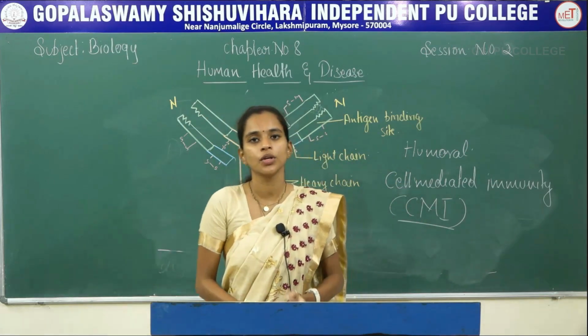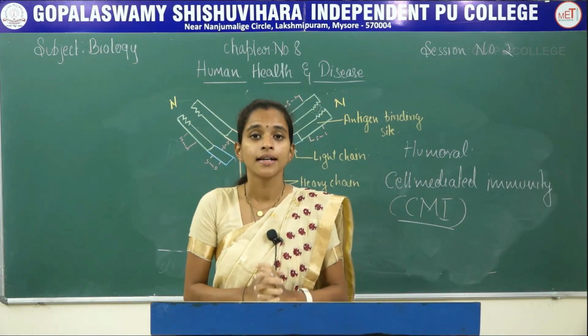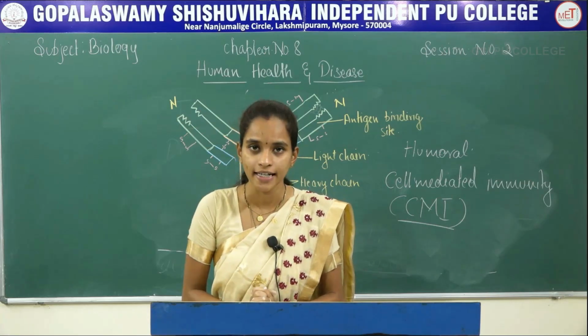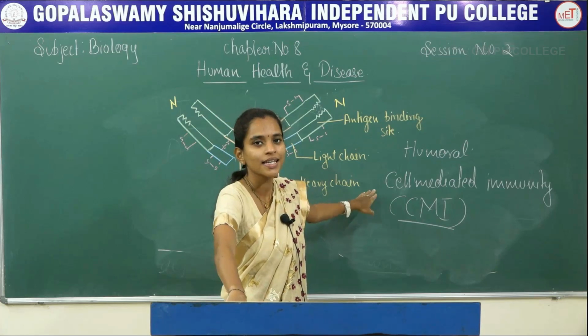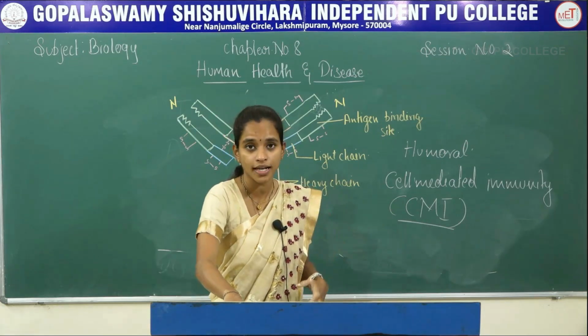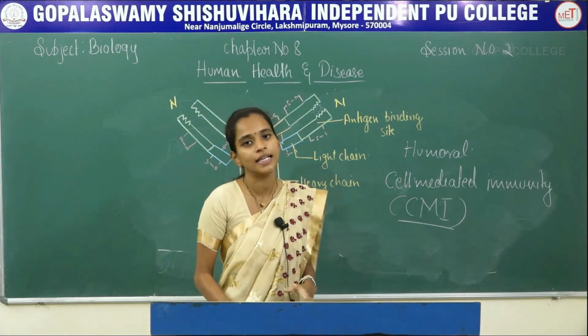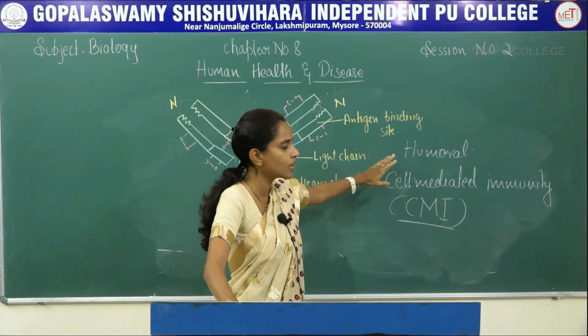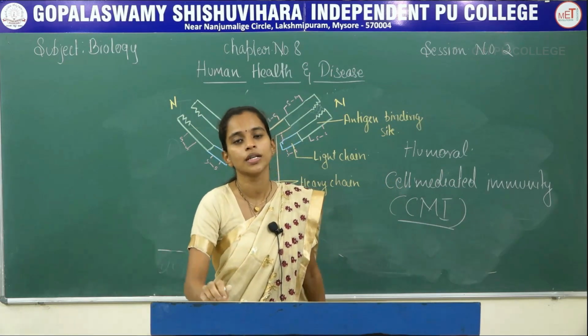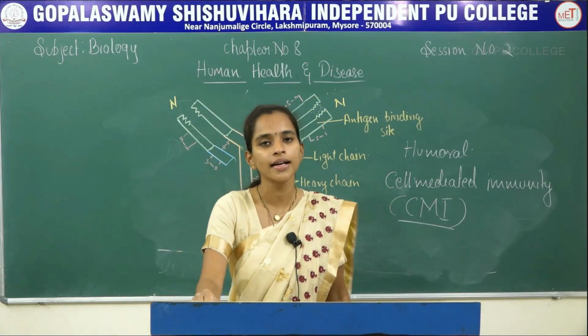So humoral immunity means it is based on the type of antibody released, and cell mediated immunity means it is restricted: a type of pathogen enters and then the cells mediate the immunity. That is how it is classified into humoral and cell mediated immunity. These are the types of acquired immunity.